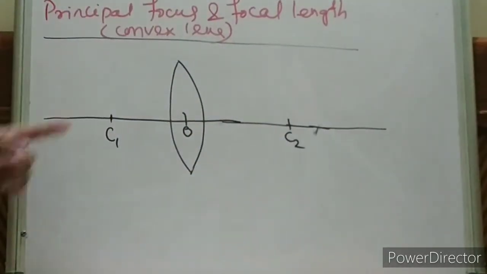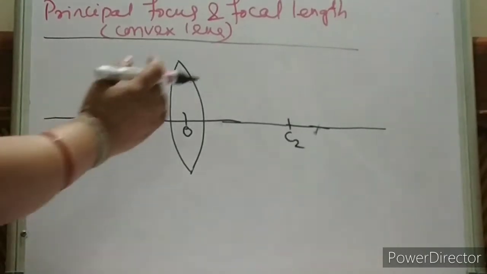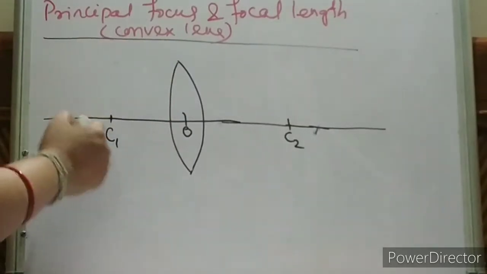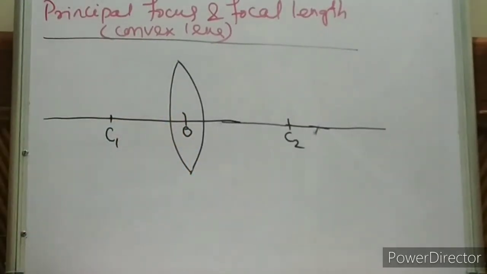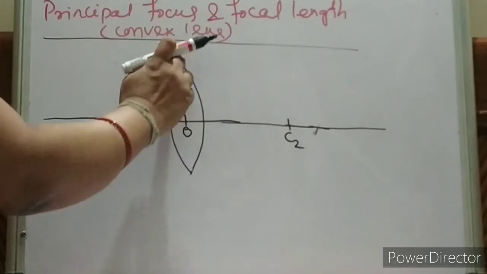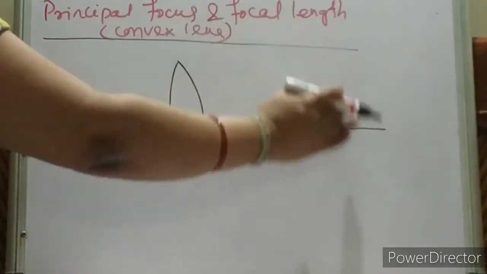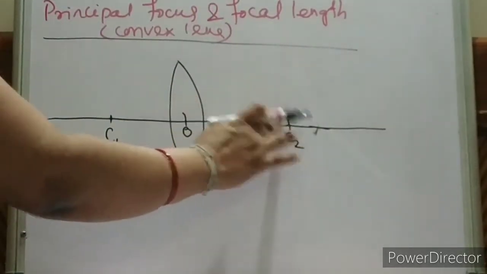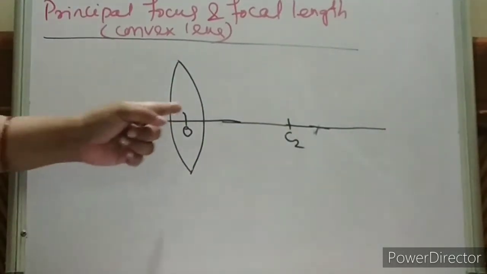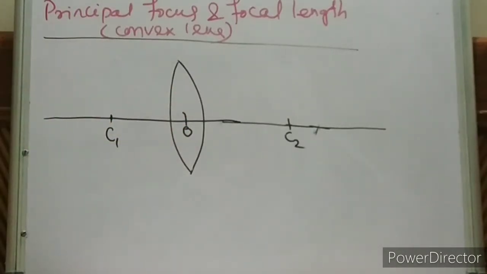Okay, what is center of curvature? Already you know: this part of the lens comes from a spherical lens, and that center is the center of curvature for this part. Similarly, the center of this other part, of which spherical lens it is a part, that center is the center of curvature for this part, and this is your optical center. This thing also we have discussed. Now how to find out the principal focus?